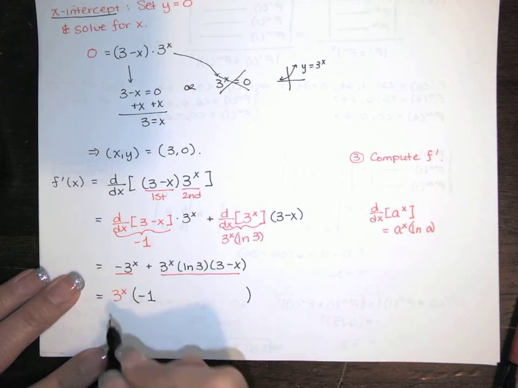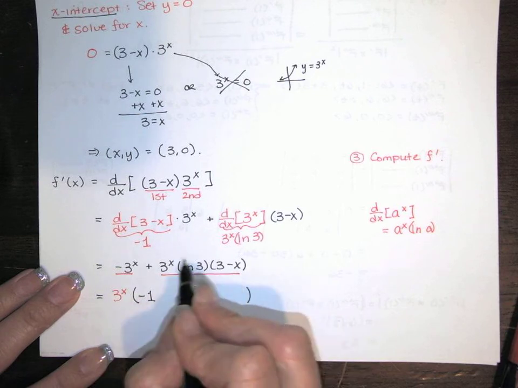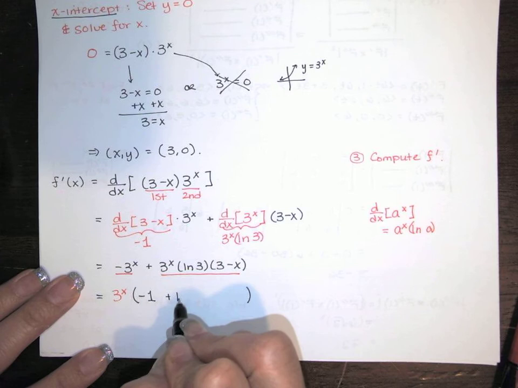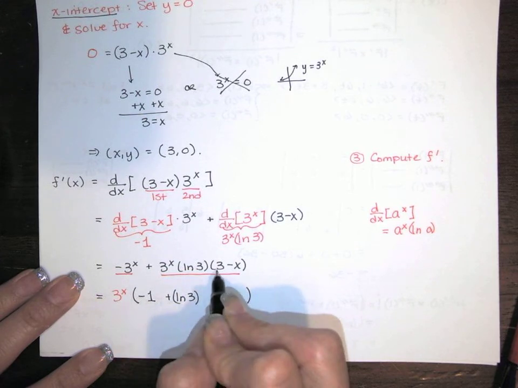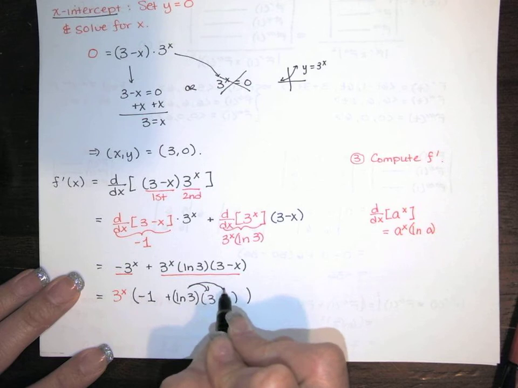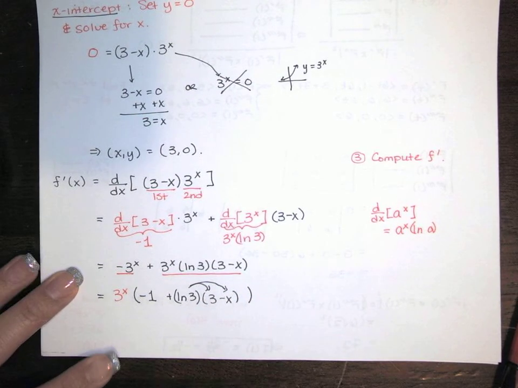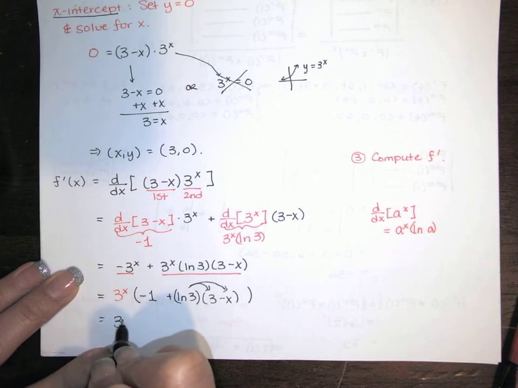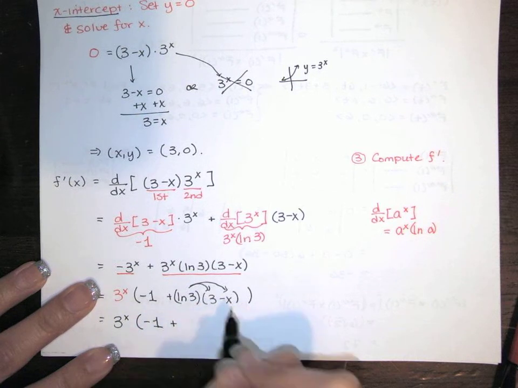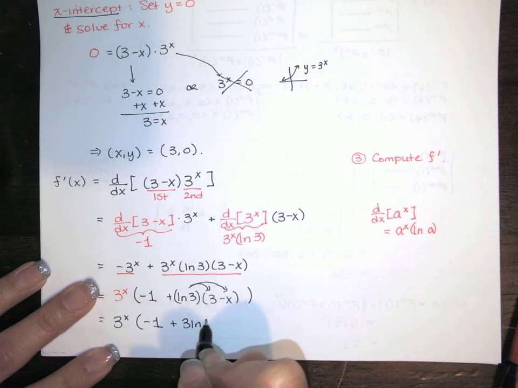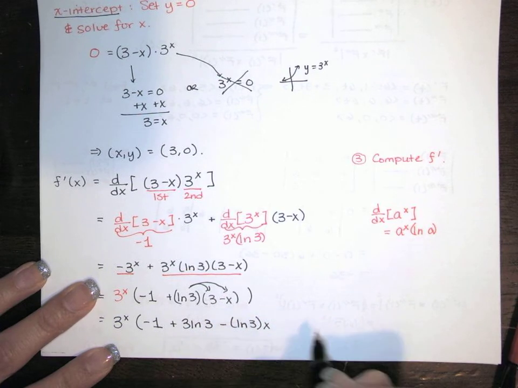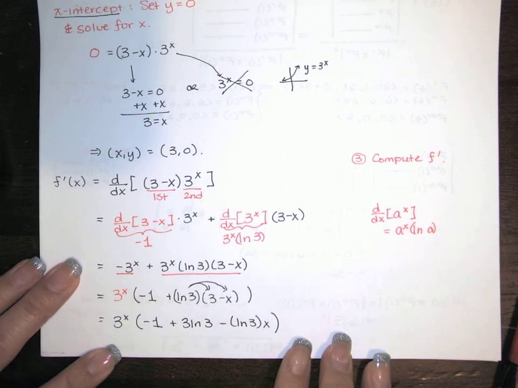And then I ask myself, 3 to the x times what gives me this? Well, I already have the 3 to the x, but I need the natural log of 3, which is a constant, times that quantity 3 minus x. Now you can distribute that natural log of 3 if you want to, but you don't have to. So f prime is equal to 3 to the x times negative 1 plus, if I distribute, 3 natural log of 3 minus natural log of 3, which is just a constant, times x.